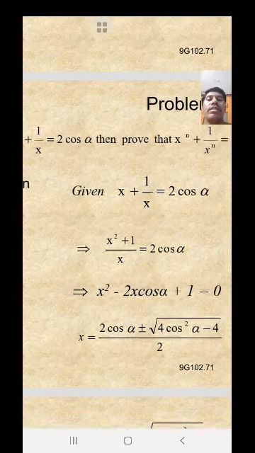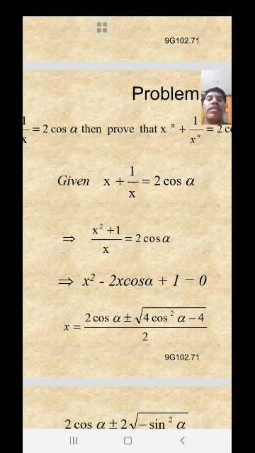Write first the given condition: x plus 1 by x equals 2 cos alpha. In the second step we take the LCM. So x is the LCM. Then in the numerator we can write x square plus 1 equals 2 cos alpha.